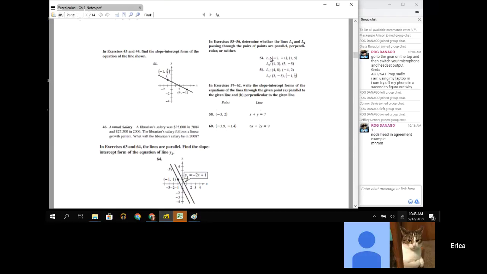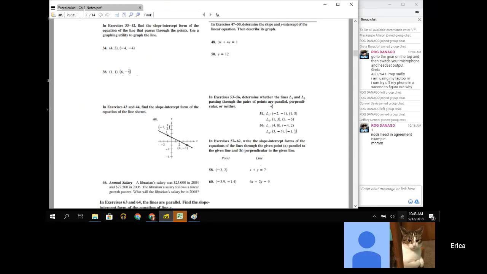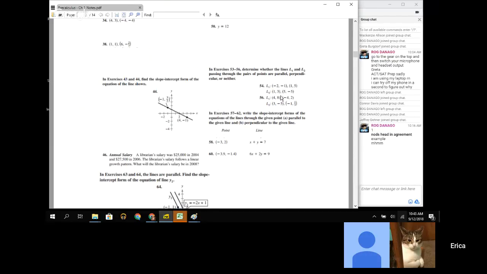These last few problems, I think you just have one problem out of there, is to tell whether these two lines are parallel, perpendicular, or neither. So how would you do that? You have to find the slope of the first line and the slope of the second line and then compare and say, are they parallel? They're parallel if the slopes equal each other. Are they perpendicular if they're negative reciprocals, or they could just be neither?